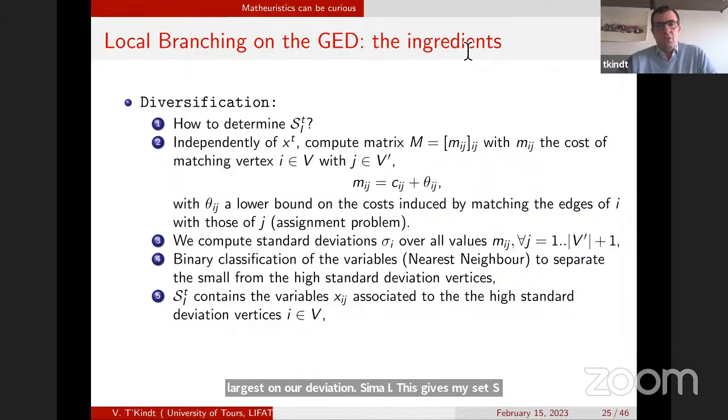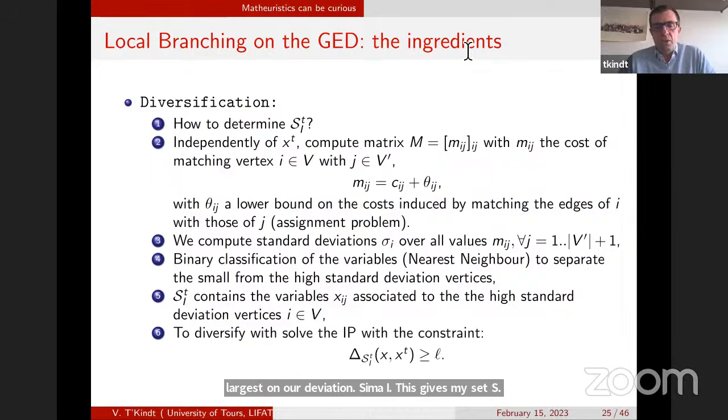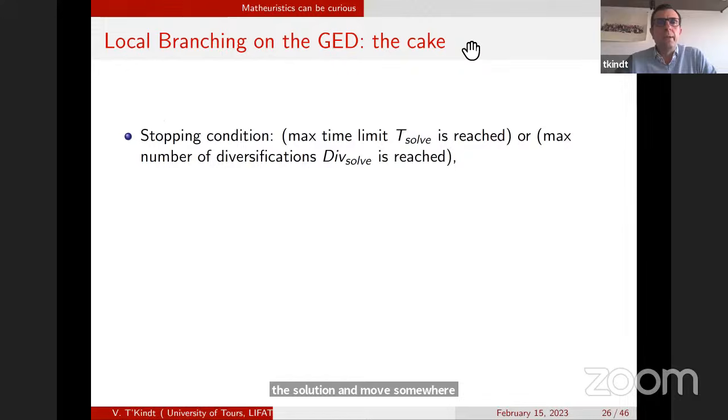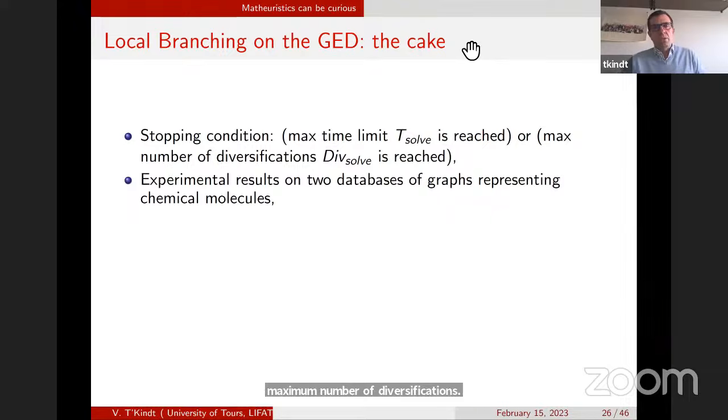And what I do is that, for diversification, you change at least L of these important variables with respect to my current solution xt. And this is diversification. So you really put a kick in the solution and move somewhere else in the search space. And we stop after the maximum time limit T_solve is reached, or you have done a maximum number of diversifications.